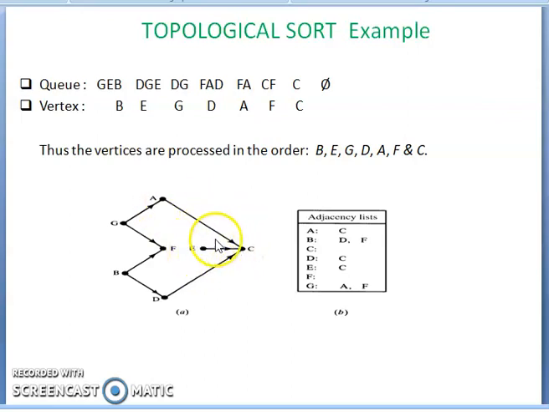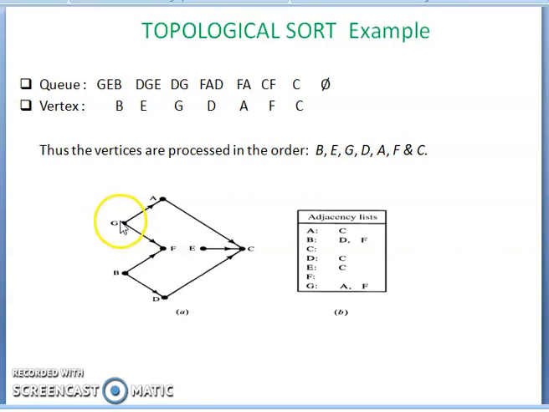So for E, there are no additional vertices with in-degree 0, but the in-degree of C is updated: 3 minus 1, that is 2. So that is not 0. After that the Q has D and G. Now again you take G.